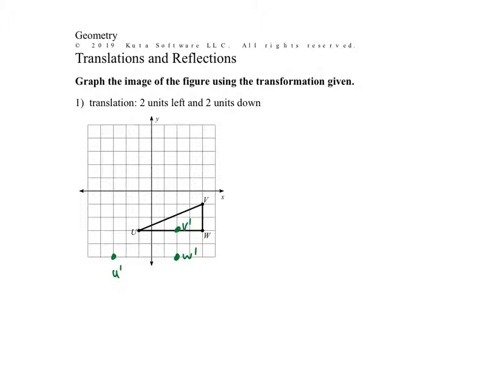And now I have my triangle right there. So this is the image and the pre-image. The black one is the pre-image, so it's the real one. And then this is my image, translated 2 units to the left and 2 units down.